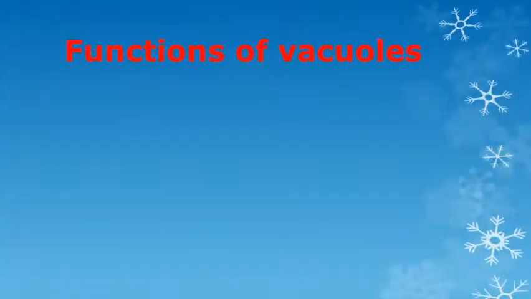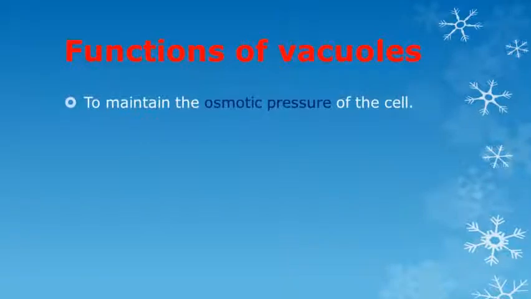Next we are going to see the functions of vacuoles. So the first function of the vacuole is to maintain the osmotic pressure of the cell. So students, what is the osmotic pressure? It is the pressure which is generated during the flow of water, that means when water moves from a higher concentration towards a lower concentration through a semi-permeable membrane, the pressure which is generated is the osmotic pressure. So this osmotic pressure is maintained by the vacuoles.